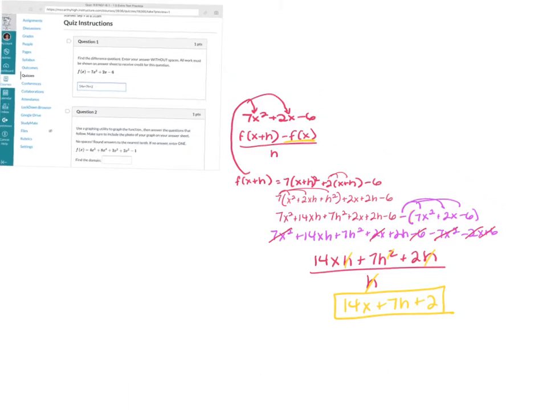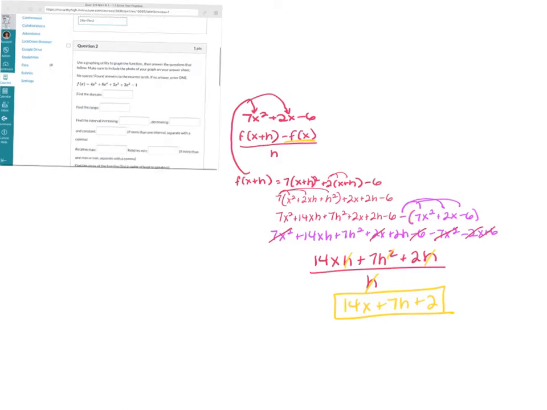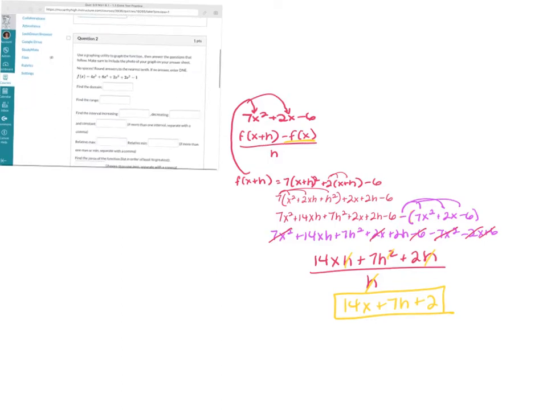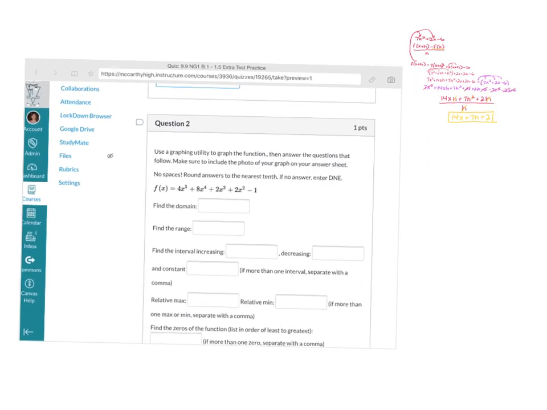All right, then question 2 is your graphing utility question. So you're going to have to graph that function. Let me get this guy over here. Okay, we're going to graph that function. So I'm going to type it in.